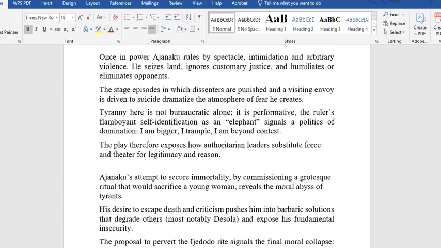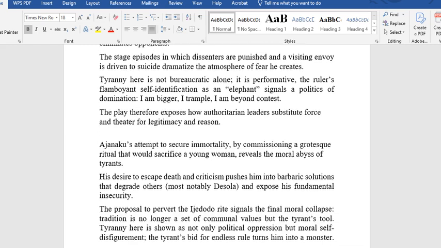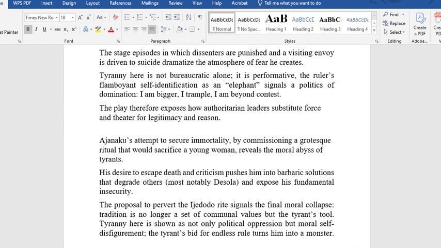Once in power, Ajanaku rules by spectacle, intimidation, and arbitrary violence. He seizes land, ignores customary justice, and humiliates or eliminates opponents. The stage episode in which the dissenters are punished and a visiting envoy is driven to suicide dramatizes the atmosphere of fear through his action. It creates fear in the people.